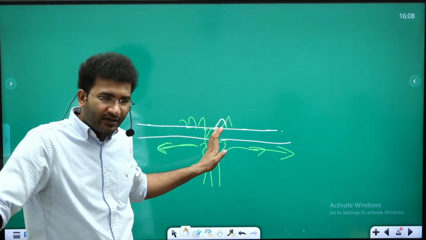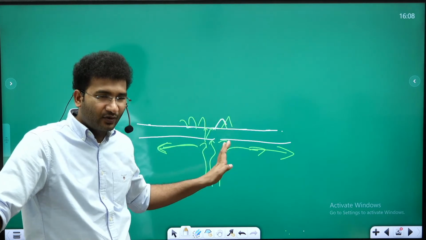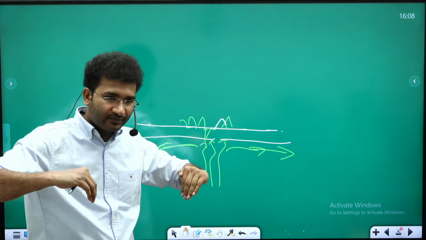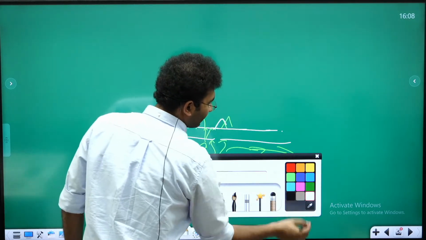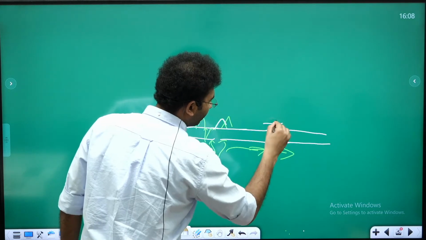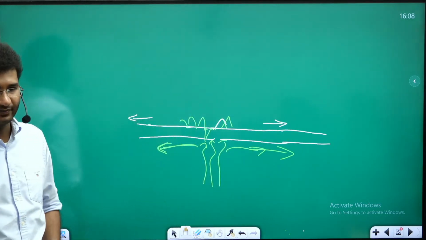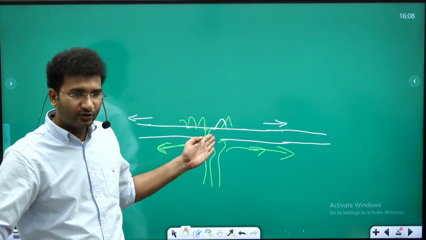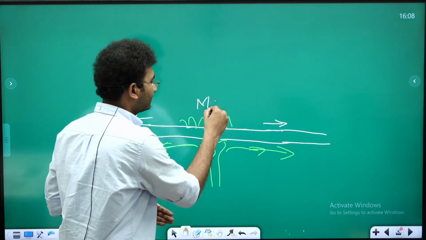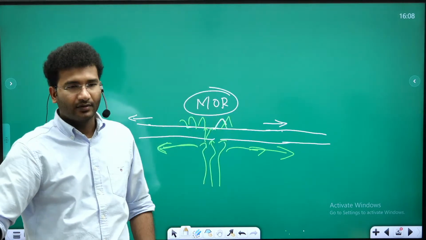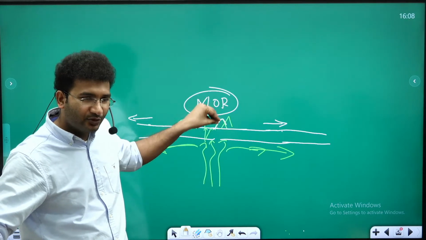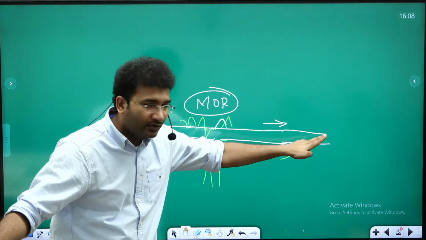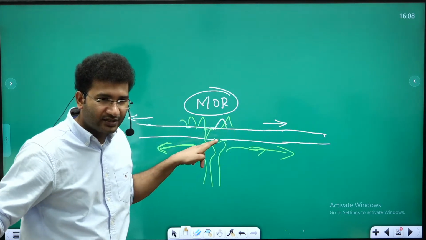So, this new one has formed, and a little later, what happens to the oceanic floor? It moves apart, right? The position of this oceanic floor keeps on moving sidewards. Where is the new ocean floor being formed? At the middle oceanic ridge. Here new ocean floor is formed. As the new ocean floor forms, the plate is moving apart. Now this is the oldest part of the ocean floor. This is the newest part of the ocean floor.